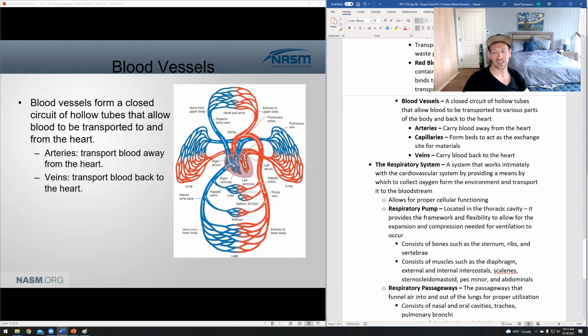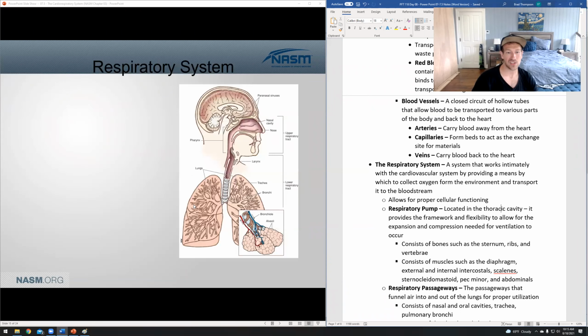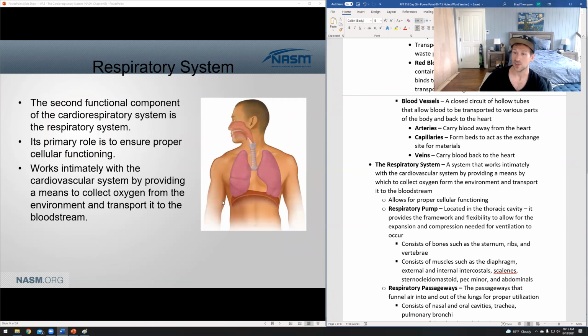So anyway, that's your cardiovascular system review from yesterday. Those are the most important concepts. We did have a lot of information yesterday. The important stuff though is what's in this second half of notes here.